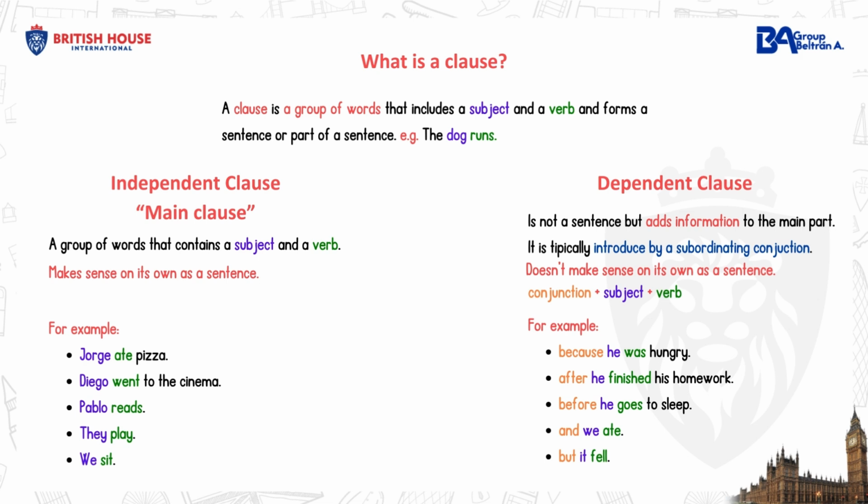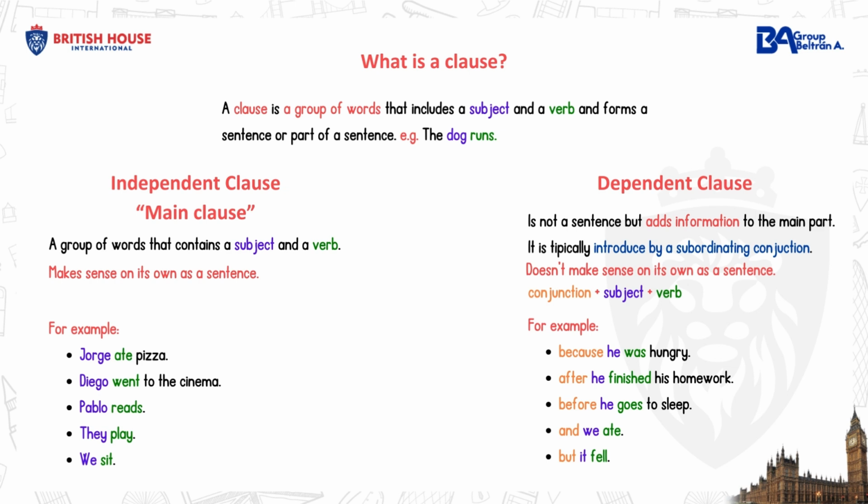So let's go to dependent clauses. On the other hand, dependent clauses are the same: they need a subject and a verb, but they do not make sense on their own. They need more. You cannot understand this by itself. For example, because he was hungry. What is this? I need more information to understand the sentence. Normally the dependent clause is attached to the independent clause.